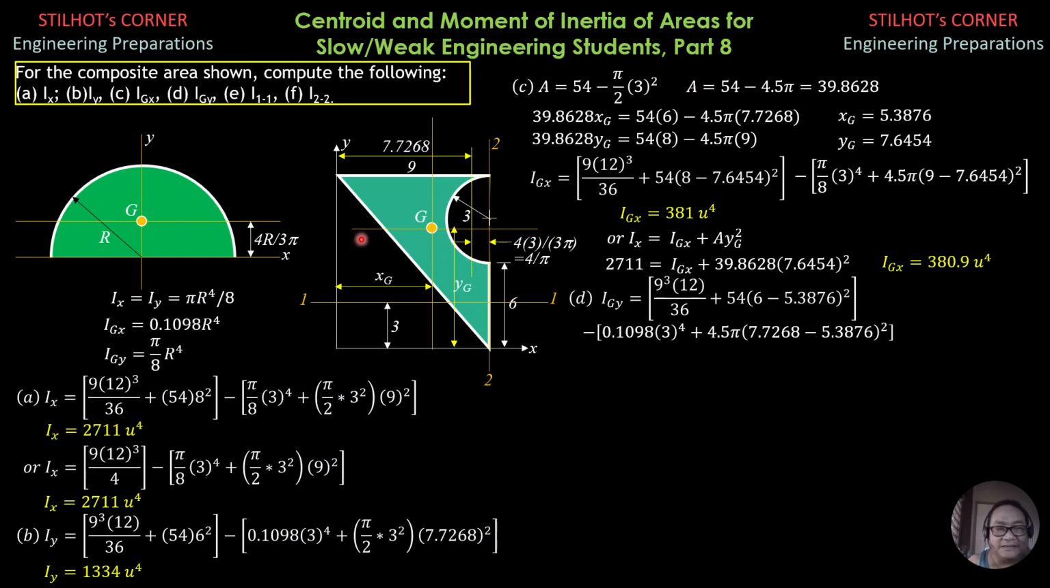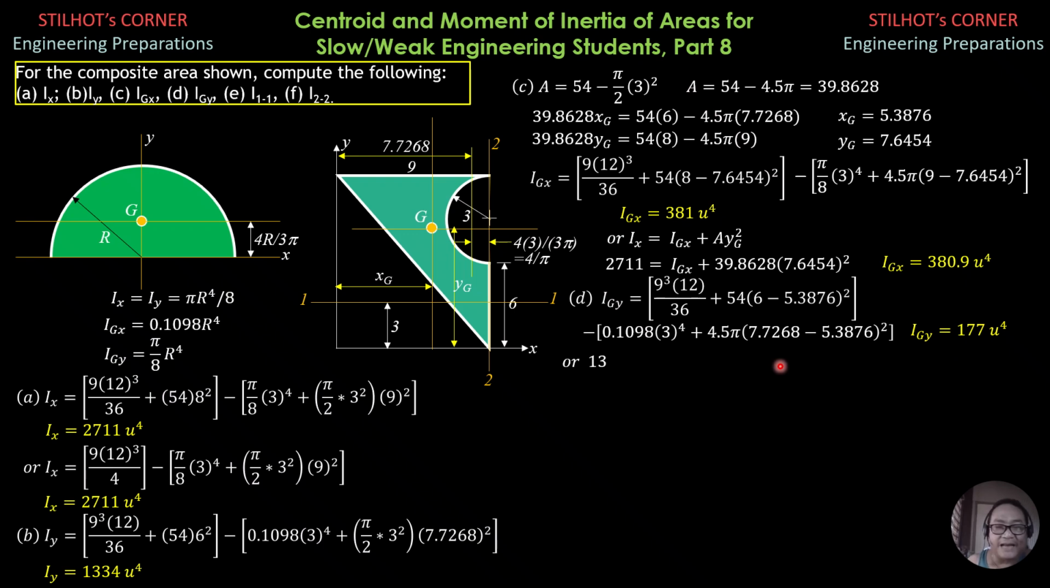9. This centroidal y is 9 because that's 9 minus 5.3876. So the centroidal axis of the semicircle is 7.7268. Then the centroidal y-axis of the entire area is xg. So their distance is 7.7268 minus xg, 5.3876 square. So the answer would still be around 177 units to the fourth.